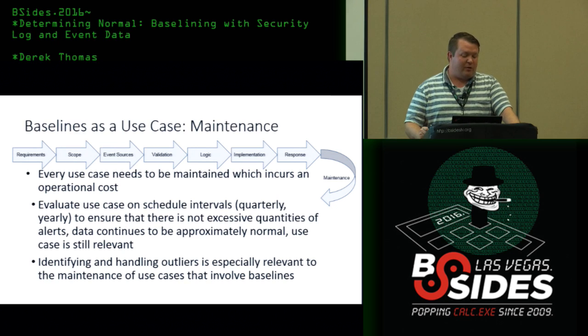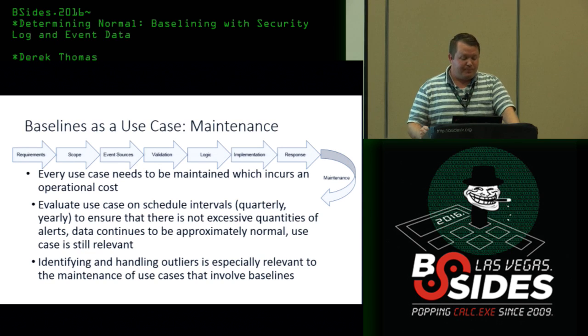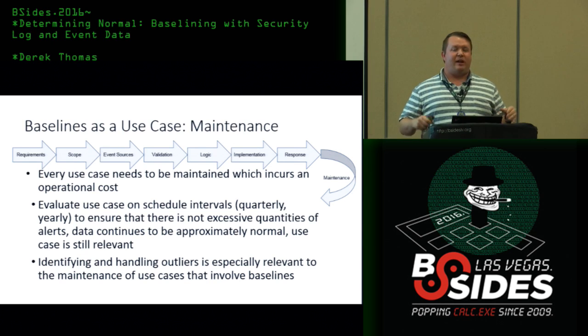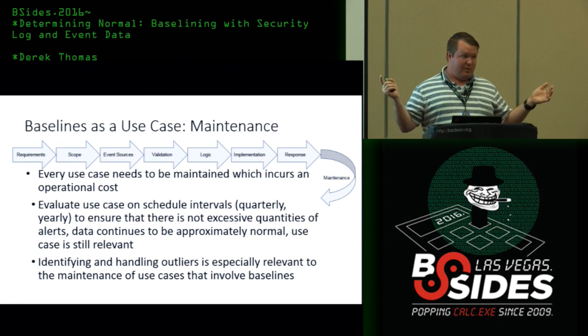So just evaluate the use cases on some sort of interval. Every month, every quarter, semi-annually, annually, take a look and say, is this still applicable? Do I still even want to use this? Do I still need baselines? This is also where we identify and handle outliers and determine whether, in a baseline, the data is still normal. Like I'm showing 30 days, but in a period of 180 days, that may change.